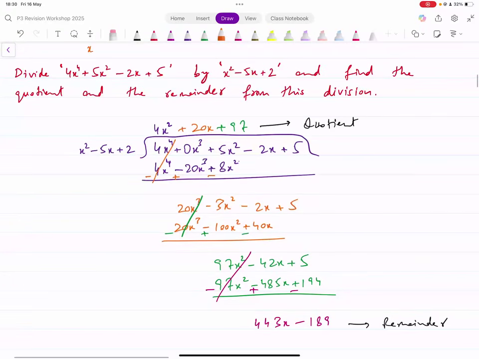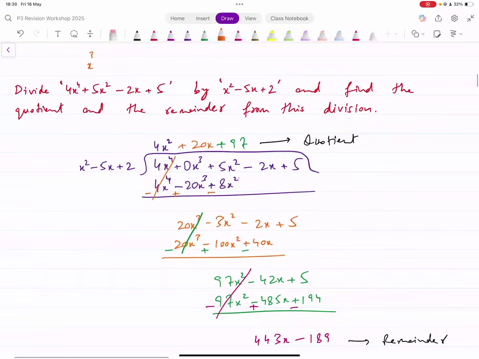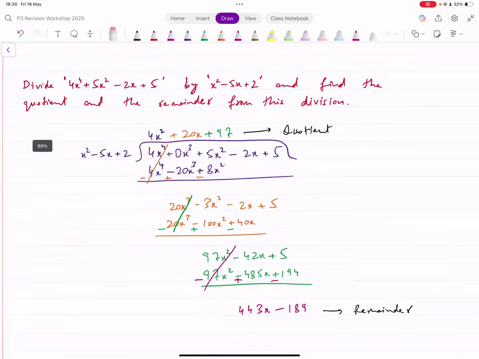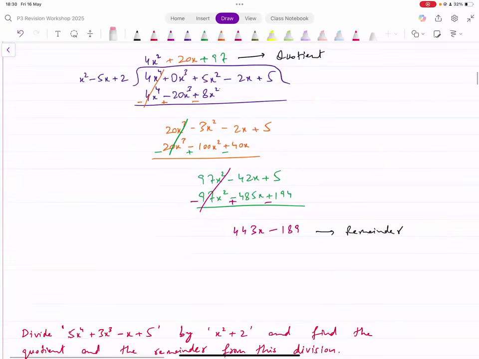In this case, x cube was missing. So we said, let's have a 0x cube here in the dividend. And that will make sure that the terms end up being aligned. The rest of the process remains the same. You can have a look at that.